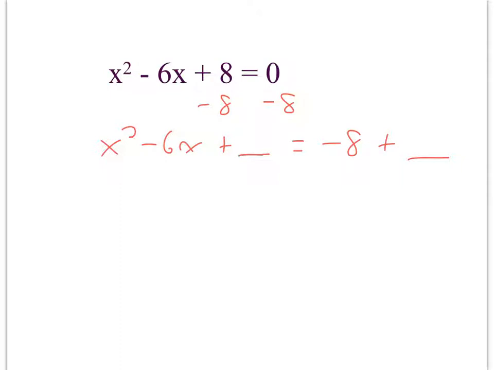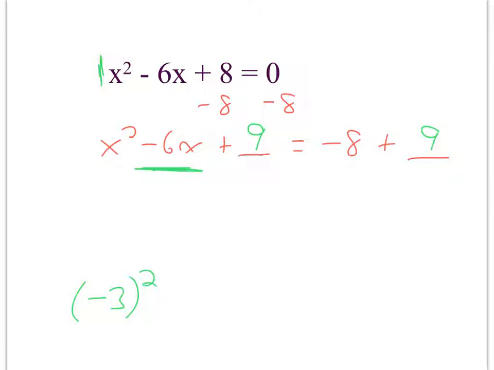My a was 1. We can see here there's a 1 in front of the x squared, so I don't need to do anything more. Just dividing by 1 doesn't do anything. So I'm going to take my b term, which is negative 6. Half of negative 6 is negative 3. I'm going to take that number and square it, and I'm going to add that to both sides of my equation. Negative 3 squared is 9, so I'm going to add 9 to both sides.